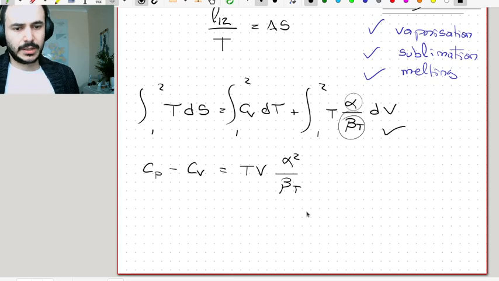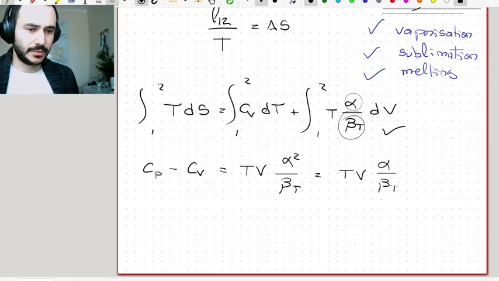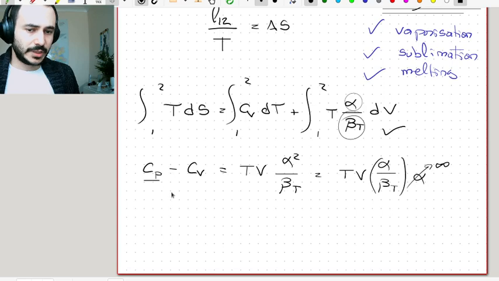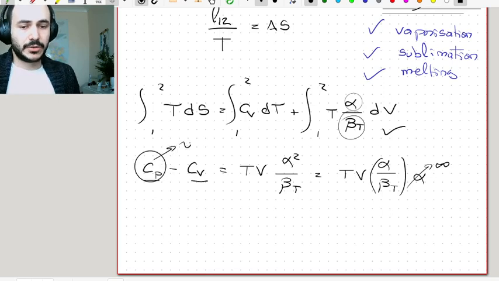Okay, so you see that this is written like T, V, and then this alpha beta T, which we just said doesn't diverge, times alpha once again. So alpha goes to infinity. Okay, so this does go to infinity. So we know that the difference between heat capacity at constant pressure and volume goes to infinity. But this guy is the one that goes to infinity. This guy here, the heat capacity at constant volume, does remain finite.